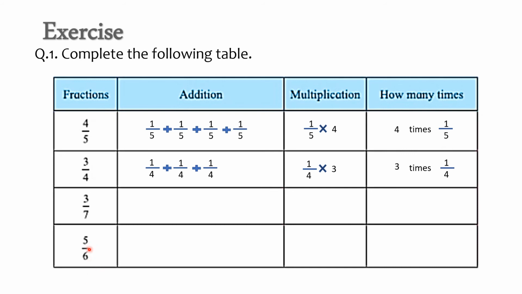So 6 we will write the same in the denominator and in the numerator we will write 1, which we will add 5 times as 5 is in the numerator. In multiplication we will write 1 upon 6 into 5 and here how many times? So we will add it 5 times, so we will write here 5 times 1 upon 6.